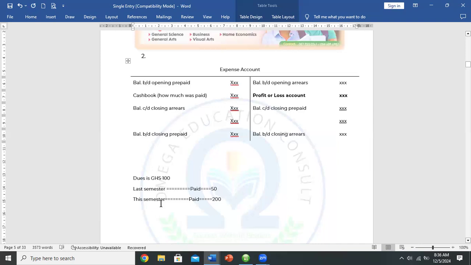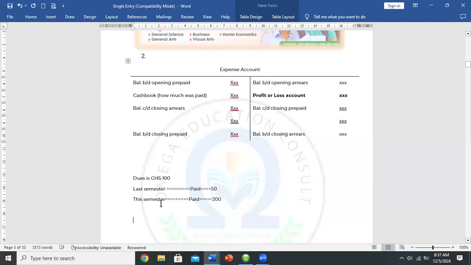Now, when we're in GHS, I think we're spending on fees. We had fees as an expense. You remember sometimes you can pay in advance. You are in Form 1, but you can even pay for Form 2 fees. Or sometimes you might be in Form 2, but you'll be owing from Form 1, right? So there are owings and prepayments.